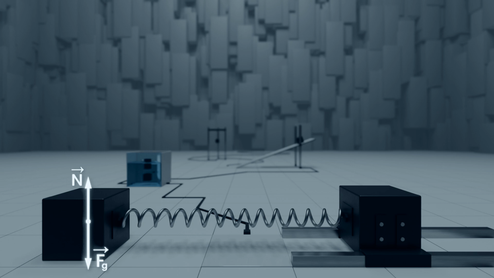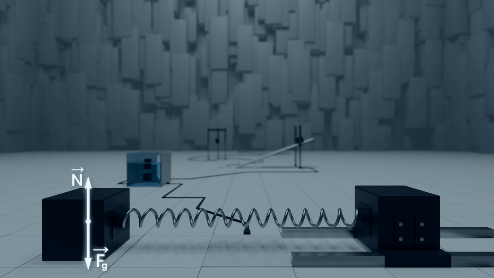Initially, no other forces act on the block. When we begin to stretch a spring attached to it, an elastic force starts to act. This force increases proportionally to the extension of the spring. Since the block remains stationary at first, there must be another force opposing the motion.